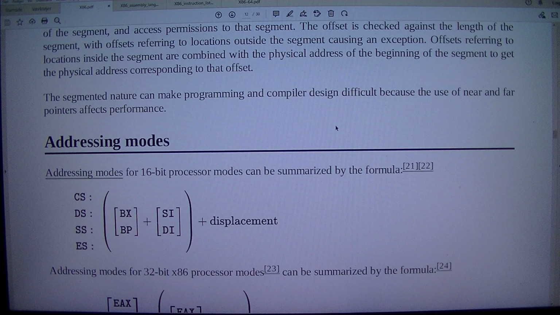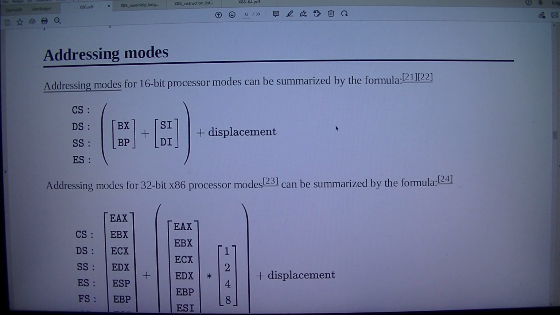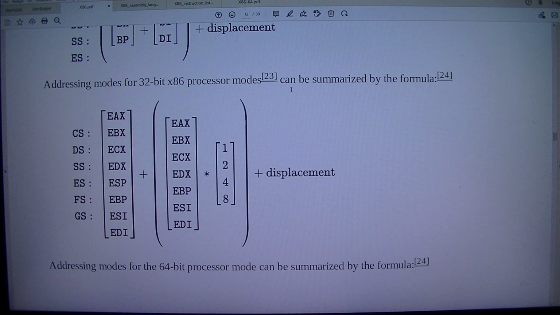Addressing modes. Addressing modes for 16-bit processor modes can be summarized by the formulas shown. Addressing modes for 32-bit x86 processor modes can be summarized by the formulas shown. Addressing modes for the 64-bit processor mode can be summarized by the formulas shown.